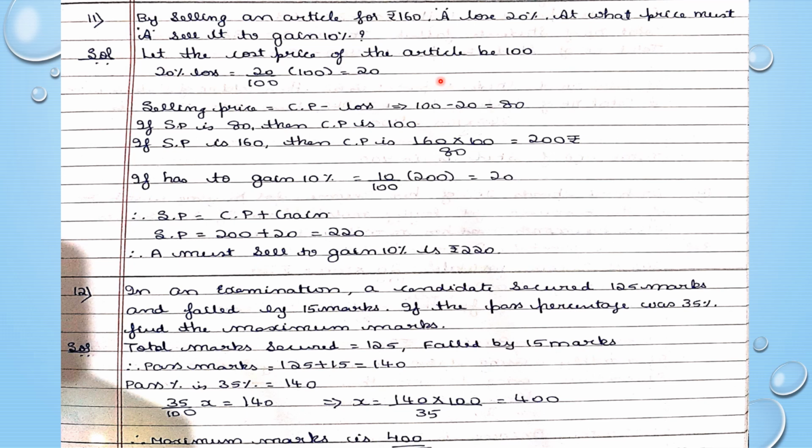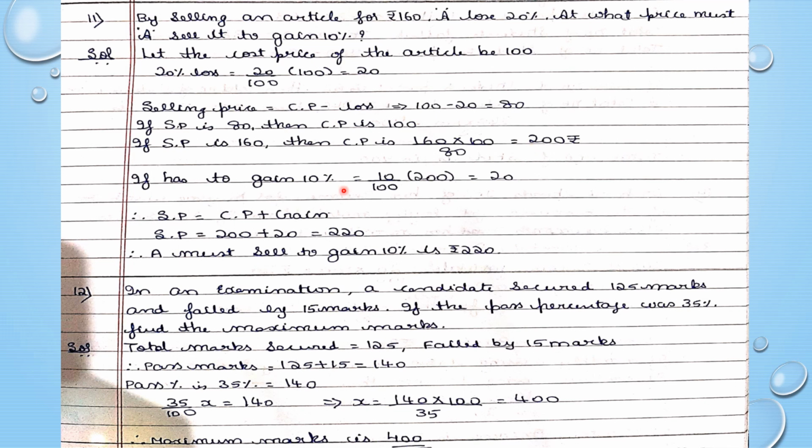Why? Because in this sum a loss is occurring, so that is why we have taken it as loss. If it was profit, we would have taken plus profit. Be careful. 100 minus 20 is equal to 80. If the selling price is 80, then the cost price will be 100. In the same way, if he is selling the article at 160, then you have to find out the cost price. So 100 into 160 divided by 80. So you will get 200 rupees. So this 200 is the cost price of the article.